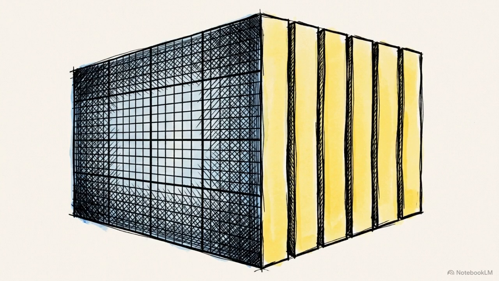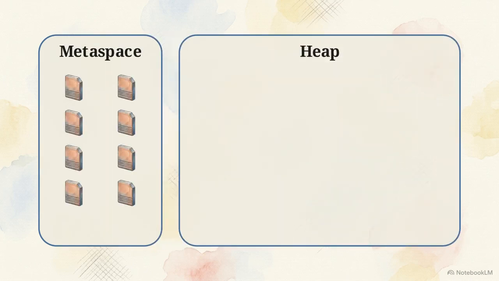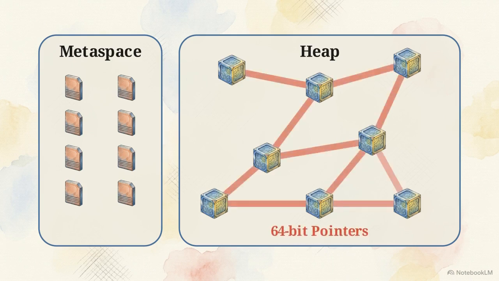Once verified, these blueprints are stored in the runtime data areas, which are divided between shared and per-thread zones. The thread shared zone is accessible by all operations and splits into two regions. The method area, or metaspace, stores class metadata. The heap is the primary home for every dynamically allocated object created by your application. Large memory references on 64-bit architectures can bloat this space, slowing garbage collection.